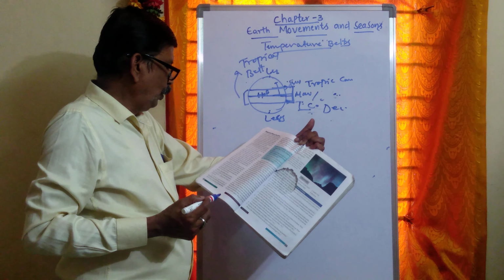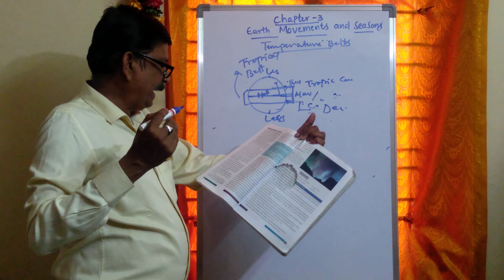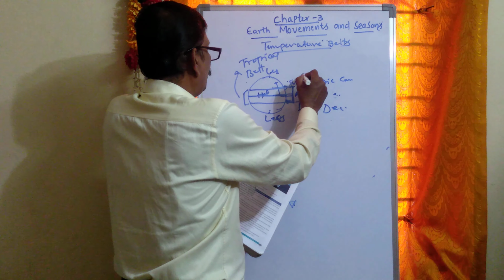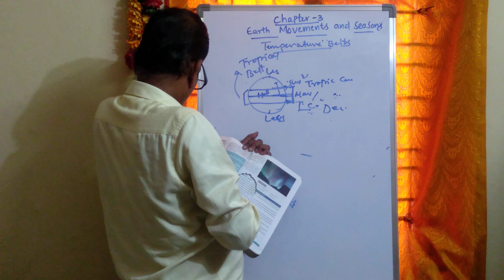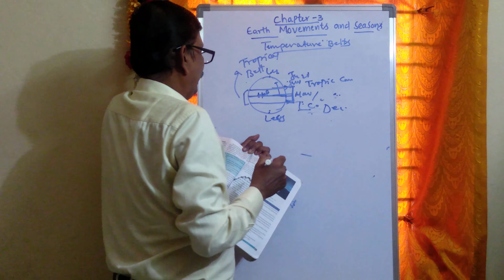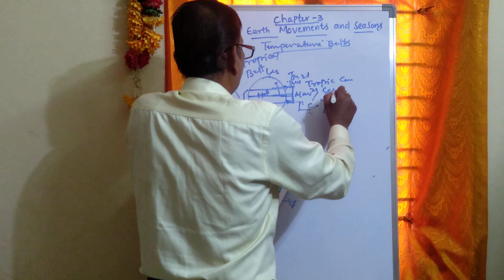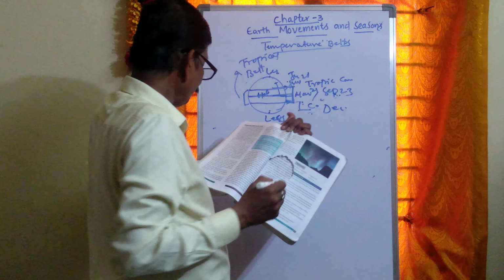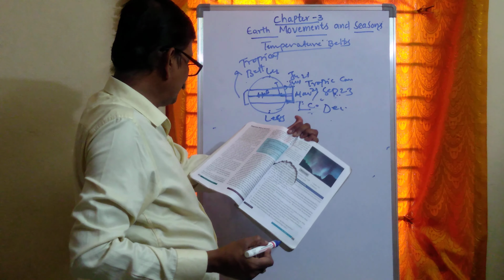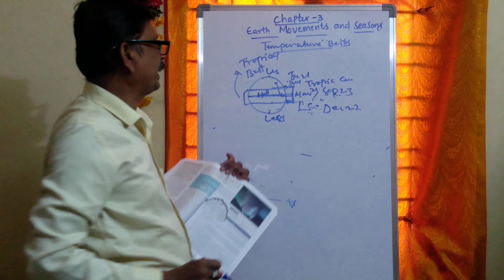June 21st, sun on the Tropic of Cancer. March 21st and September 23rd, sun on the equator. Okay, so June 21st, sun on the Tropic of Cancer. Then March 21st and September 23rd, sun is on the equator, and December 22nd, sun is on the Tropic of Capricorn.